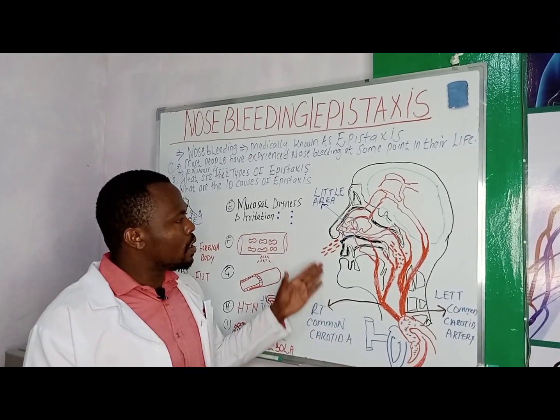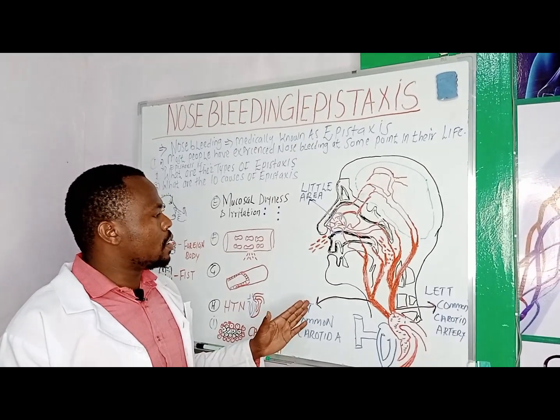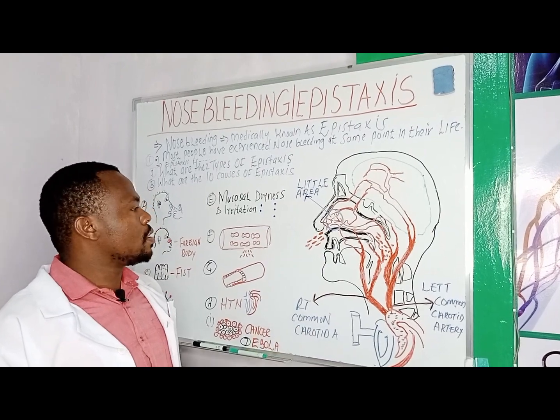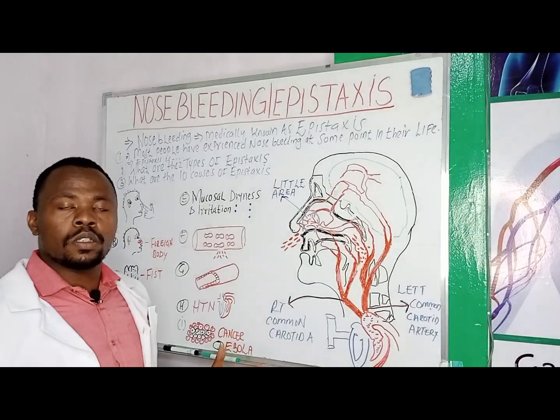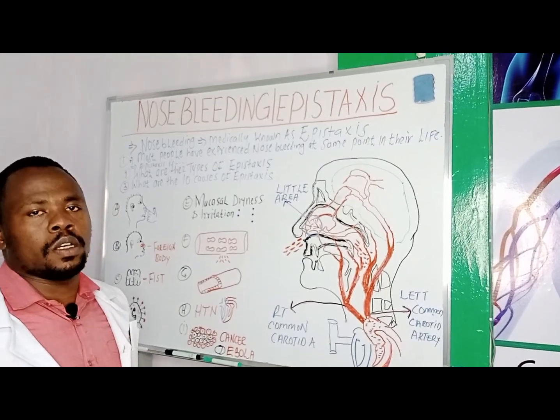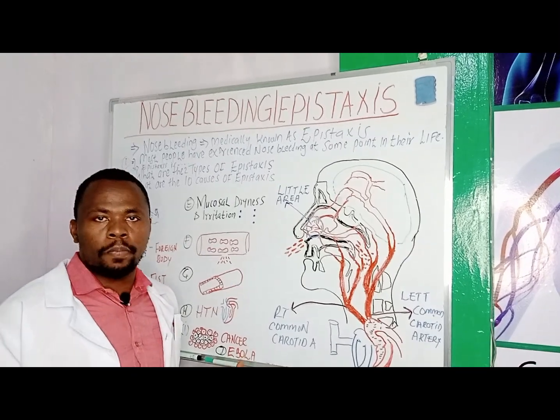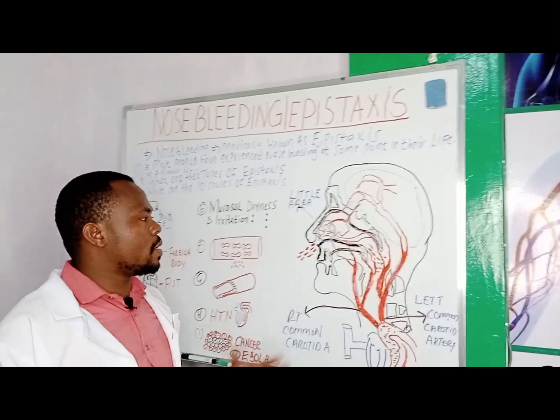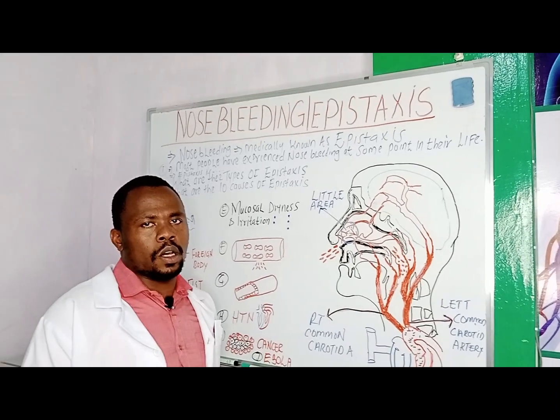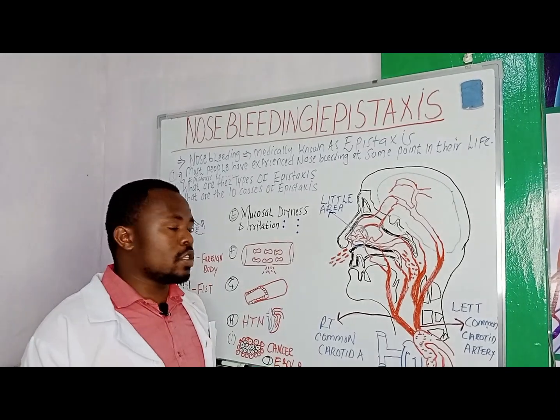I'll illustrate the whole process. Our nose and our nasal cavity have a rich supply of blood from the internal carotid artery and external carotid artery.